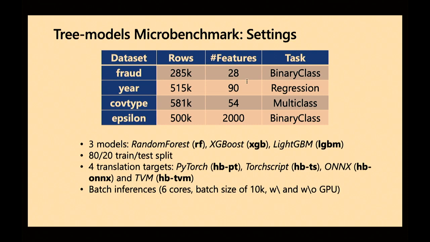We got four different datasets, and these are their characteristics. Then we used three models: random forest, XGBoost, and LGBM. As targets for our compilation, we used PyTorch, TorchScript, ONNX, and of course TVM. In this experiment we show just batch inference, both on CPU and GPU, but the same results also hold for request-response inference, so one single CPU and one single record.